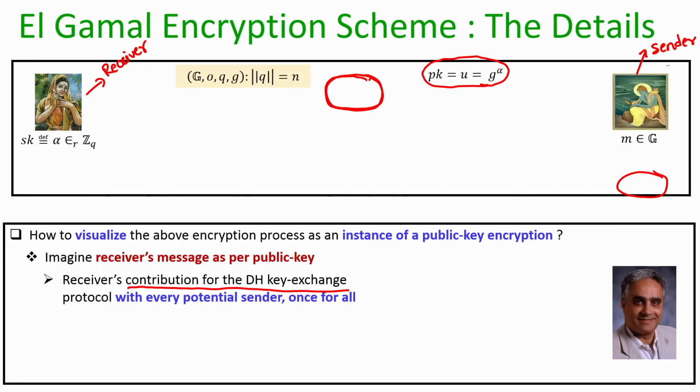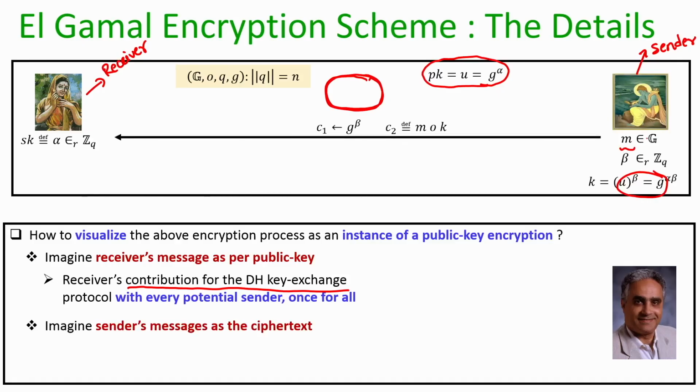Now, imagine there is a sender Ram who has a plain text M. He wants to encrypt the plain text M. How can he do that? Ram will now do his part of the Diffie-Hellman key exchange protocol, namely he will give his contribution, which is g power beta, and now Ram knows that once he sends g to the power beta to Sita, using g to the power alpha, which Sita anyhow has made public, and treating g to the power beta as the message coming from Ram, Sita will be able to compute the key g to the power alpha beta.